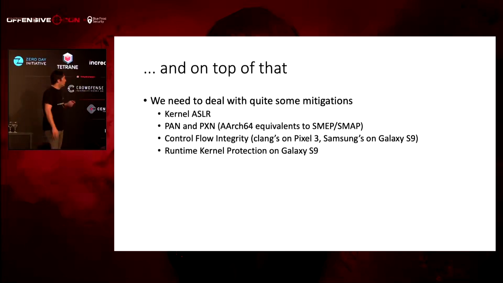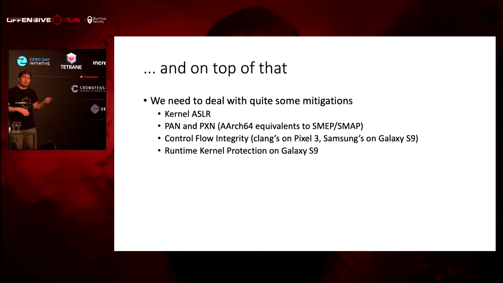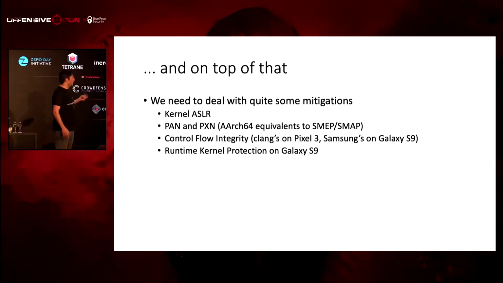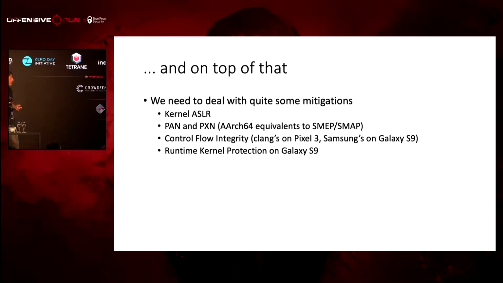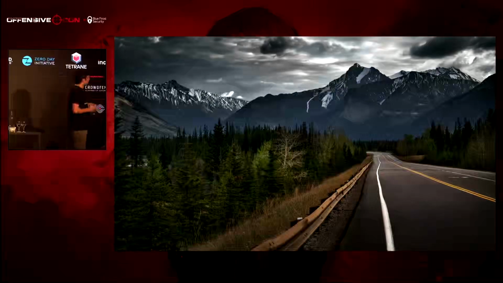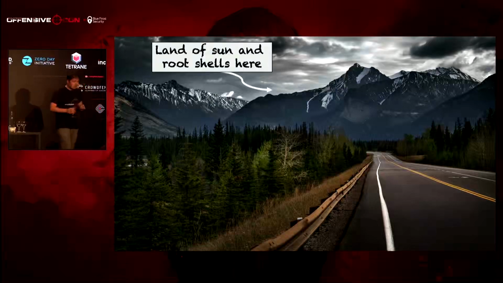And on top of that, all mitigations, kernel ASLR, PAN, PXN, which are the ARM equivalents to SMEP and SMAP, if you are into Intel. And yeah, the Pixel 3 came out right at the time we were working on this, and came out with control flow integrity. And Samsung also has their own flavor on their phones for a while. And on top of that, Samsung has this RKP you heard about yesterday, which also does some protection things that prevent us from exploiting in certain ways. So yeah, it's a long road with hopefully root shells at the end.